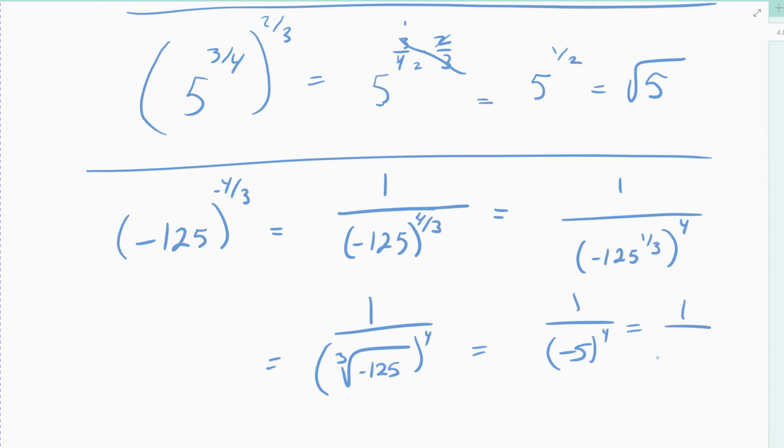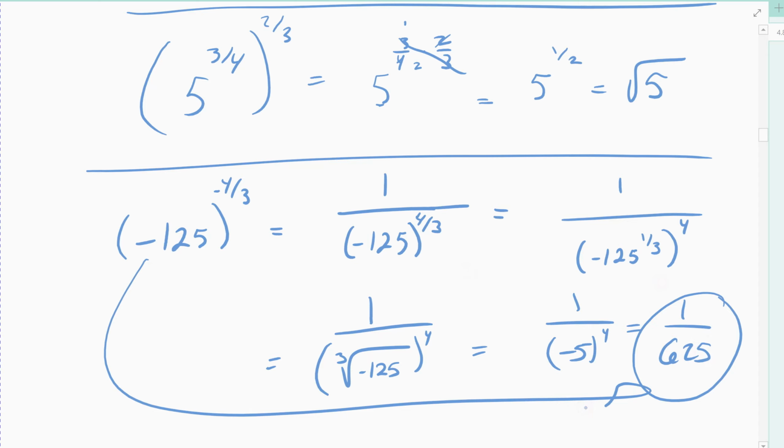If you're not careful there and you don't put parentheses around the negative 5, it'll give you the wrong answer. It's 1 over positive 625. That's exactly what that simplifies down to be. So negative 125 raised to the negative 4/3 is equal to the fraction 1 over 625.